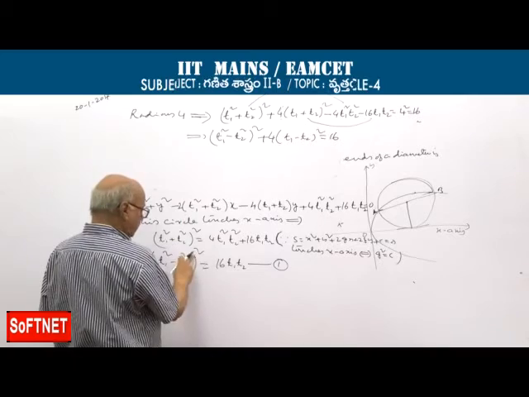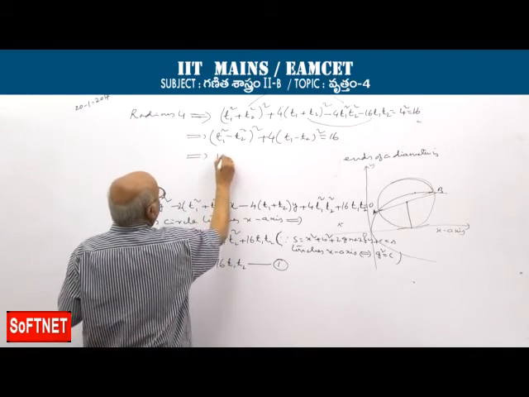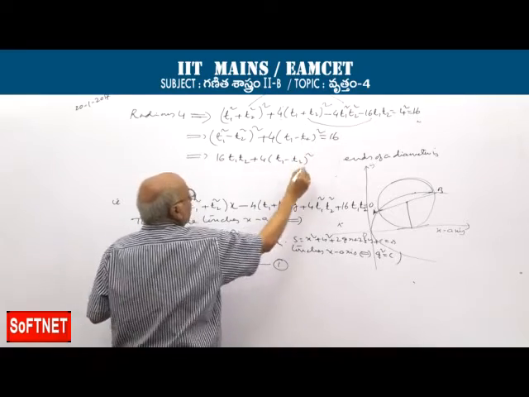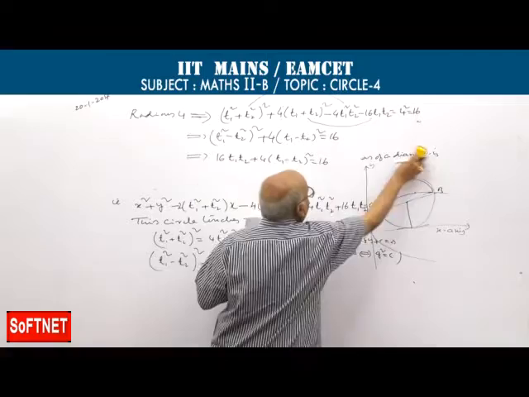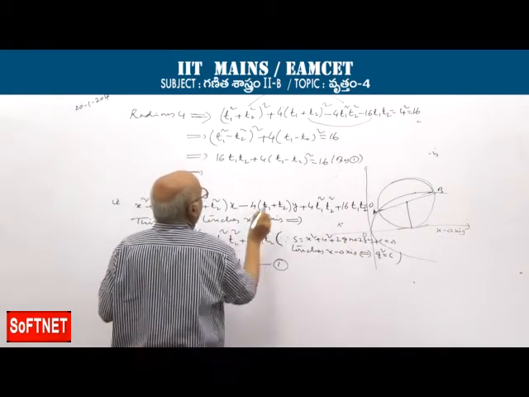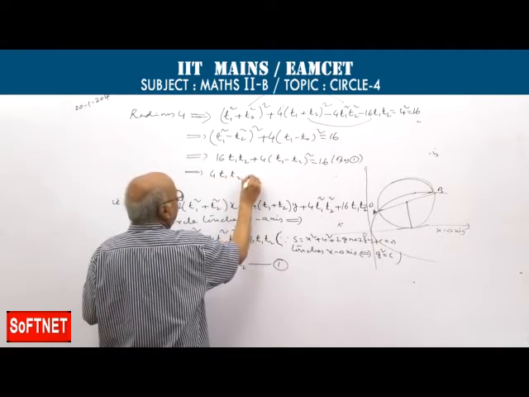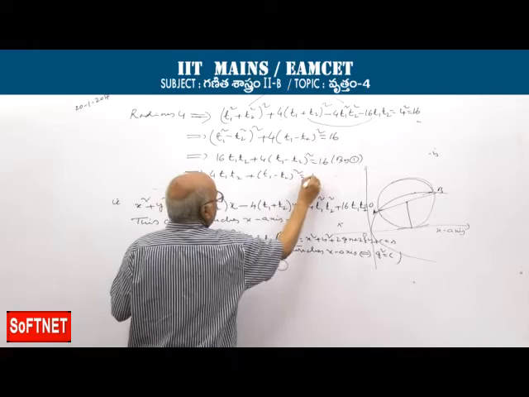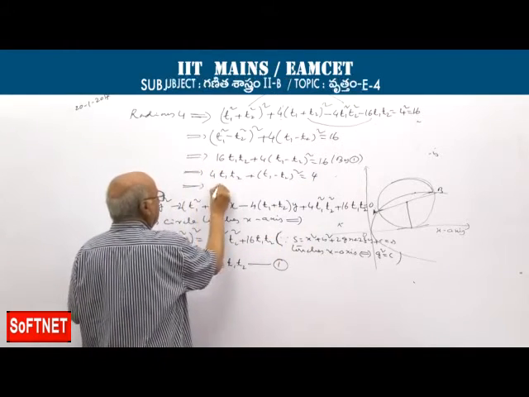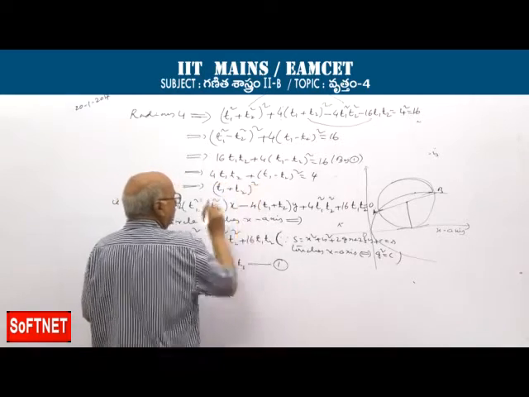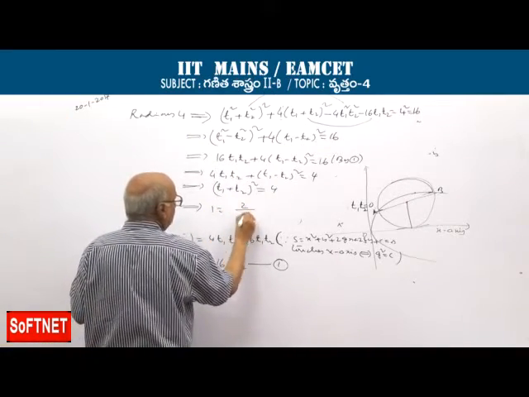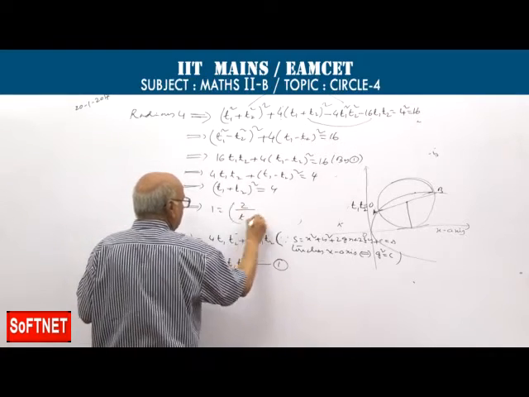From reference number 1, (t1 square minus t2 square) whole square is equal to 16 t1 t2. So that implies 16 t1 t2 plus 4 into (t1 minus t2) whole square is equal to 16, by reference number 1. So this shows that you take 4 outside, 4 t1 t2 cancels, plus (t1 minus t2) whole square is equal to 4. So that indicates (t1 plus t2) whole square is equal to 4. That implies 1 is equal to 2 by (t1 plus t2) whole square.